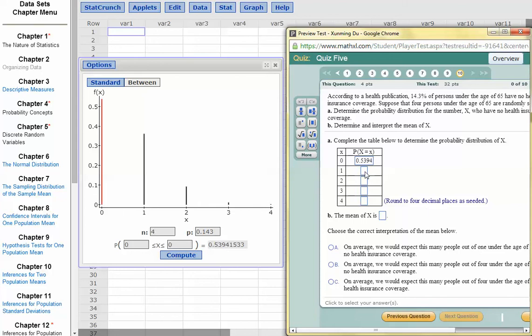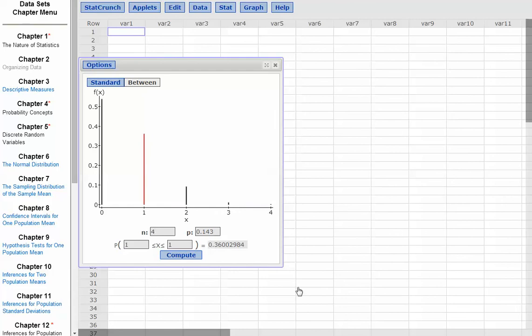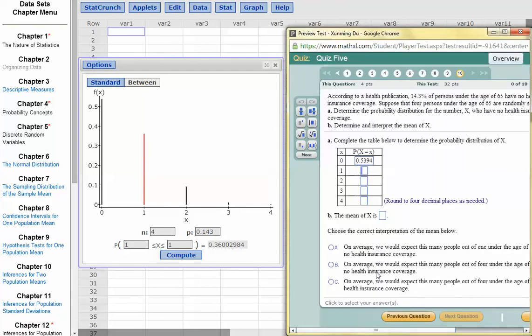Now the second one. The second one you want to do is X equals 1. So you put 1 here and 1 here, and you compute. Okay, so you have this probability, which is 0.03600. So there are 4 decimal places. Again, you need to look at this place. Round to 4 decimal places as needed.